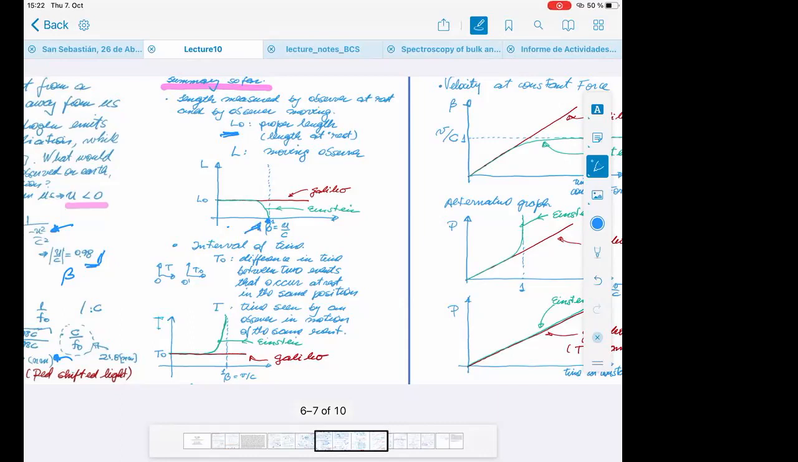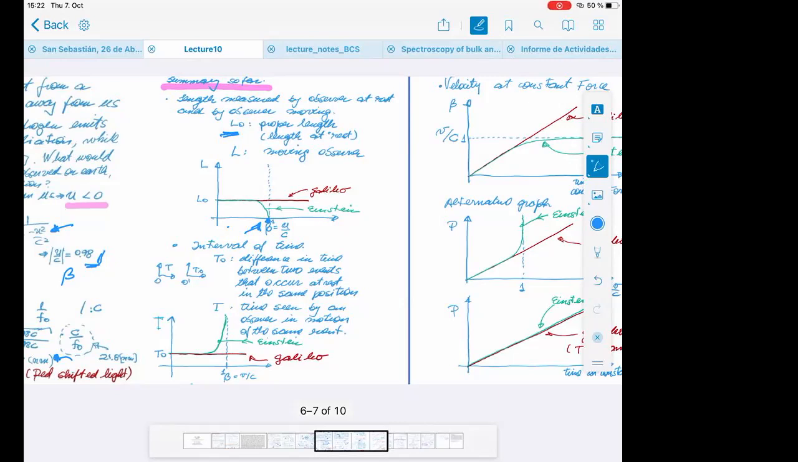So whenever I measure a length in a system that is moving, I will see almost the same as Galileo will predict, meaning the same length, or definitely always smaller, okay? So Einstein will predict the green line.